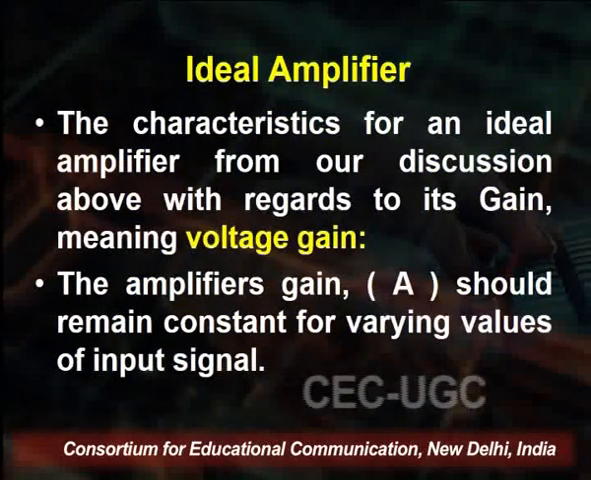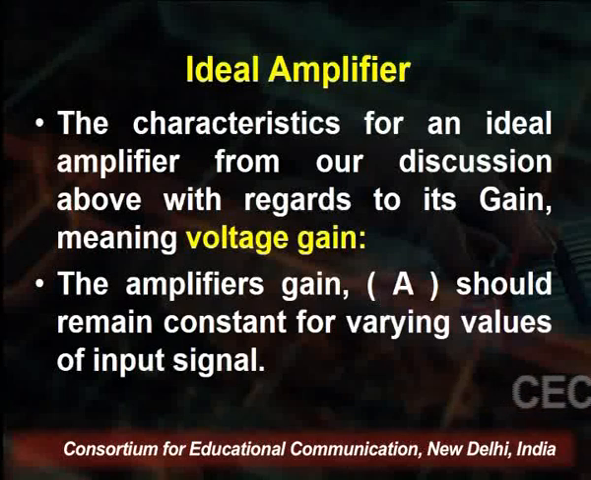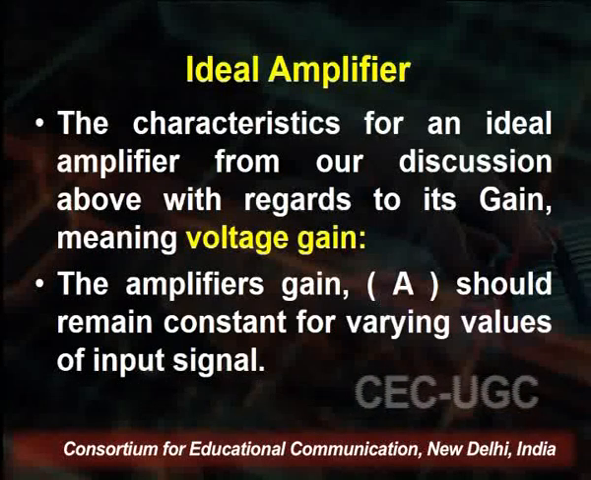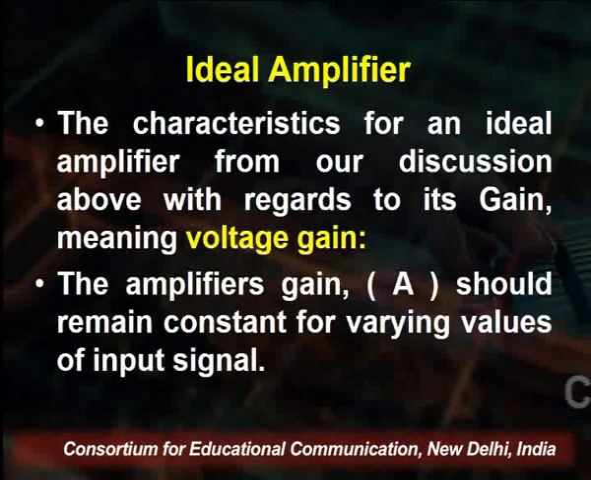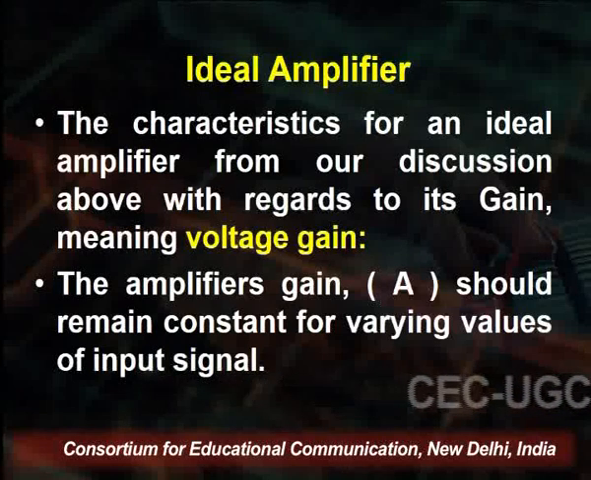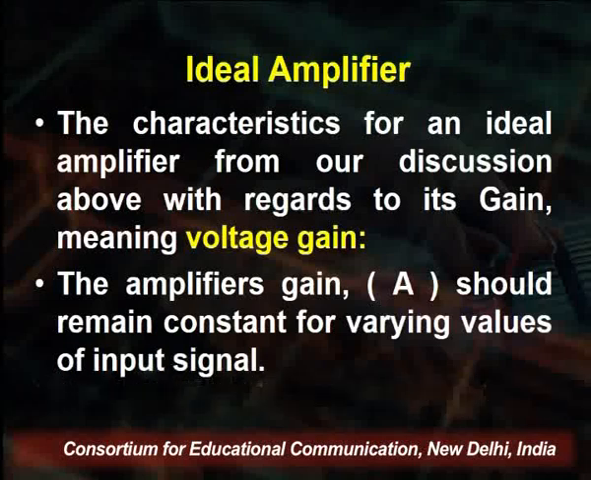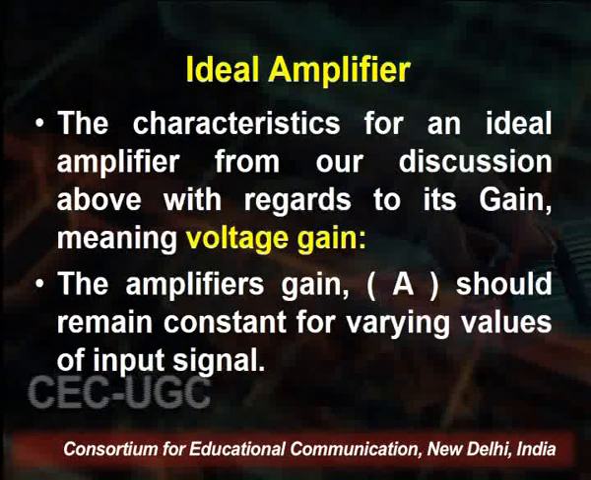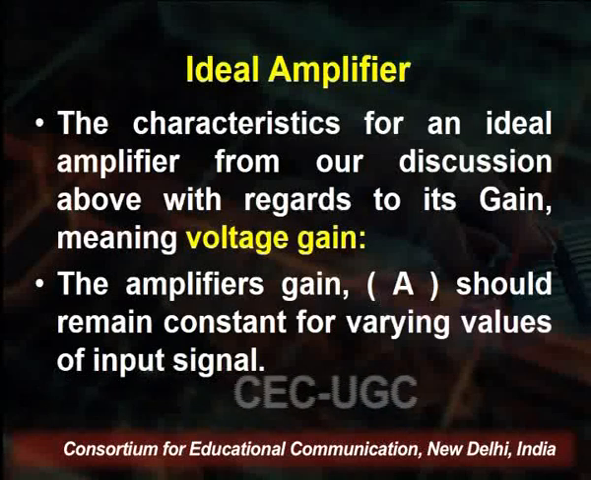What is an ideal amplifier? That is most commonly defined as follows. The characteristics of an ideal amplifier, from our discussion about the gain, mean it's a voltage gain. Here the output will be in the form of voltage. If it is a voltage gain, then it is the ideal amplifier. The amplifier gain, defined by the capital A, will remain constant for varying values of the input signal. The output will be the same. If we vary the input signal, the amplifier gain will still be constant.